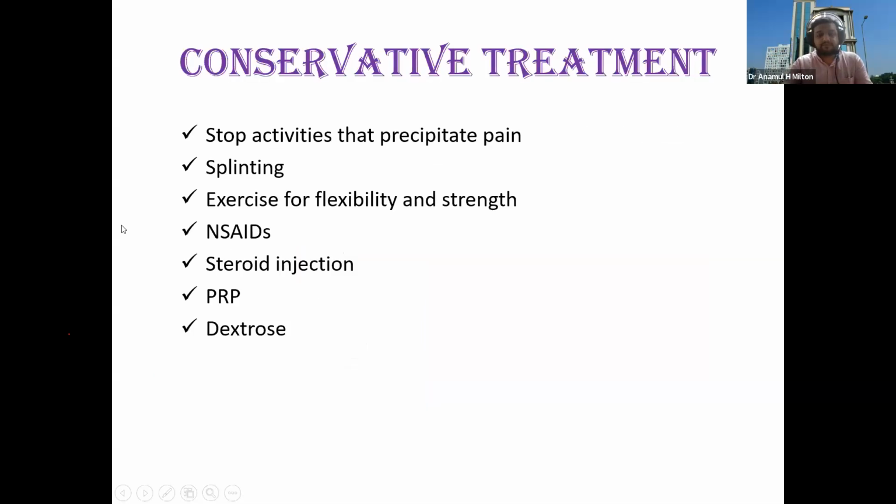Okay, now the conservative treatment. Stop the activity which precipitates these things, like if I am playing with something like this, or I am doing something, screwing and screwing. These types of work you should stop. Number one.